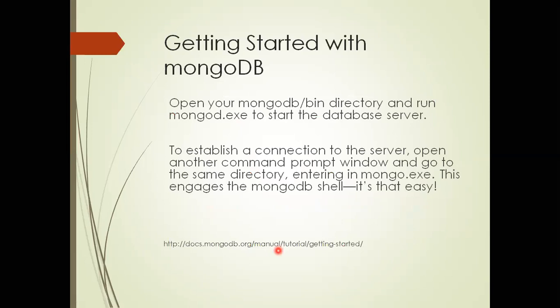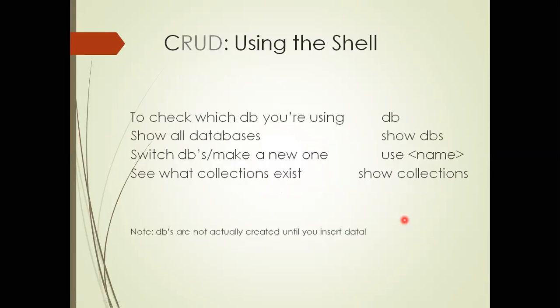Whenever we are working in MongoDB, firstly we need to start the MongoDB server. We have to open the MongoDB bin directory and run mongod.exe to start the database server. If we want to establish a connection to the server, we need to open the command prompt and go to the same directory, entering mongo.exe. We will do hands-on practice on this. Now, if we want to check which DB we are currently using, we use the db command. So now let us switch to our command prompt and do hands-on practice on this.